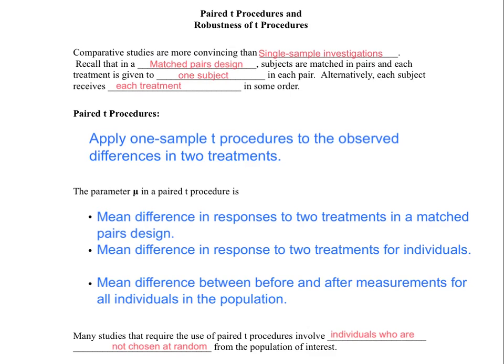The parameter mu in a paired procedure comes up in a couple different ways. It might be the mean difference in responses of two treatments in a matched pairs design. It might be the mean difference for individuals who have received two treatments, or it might be a kind of before and after assessment of all individuals, what happened after some type of treatment was imposed.